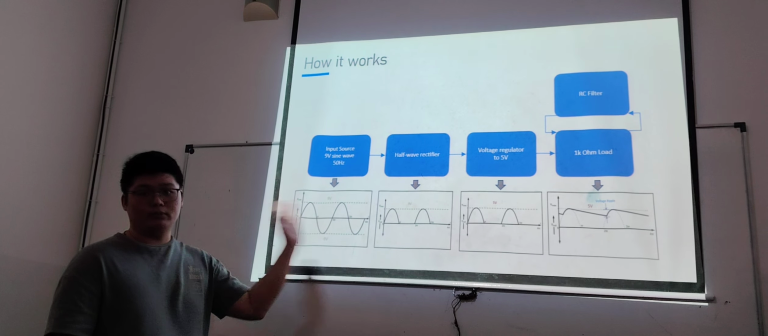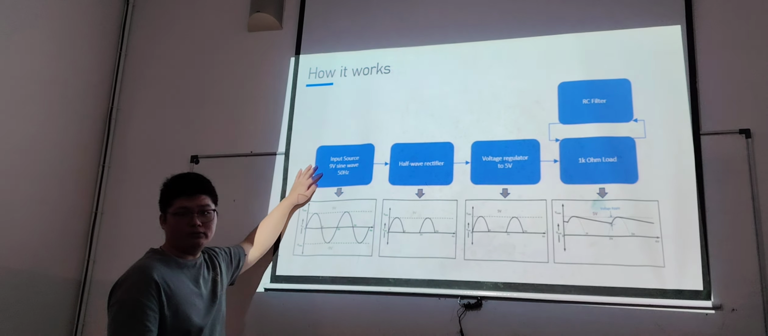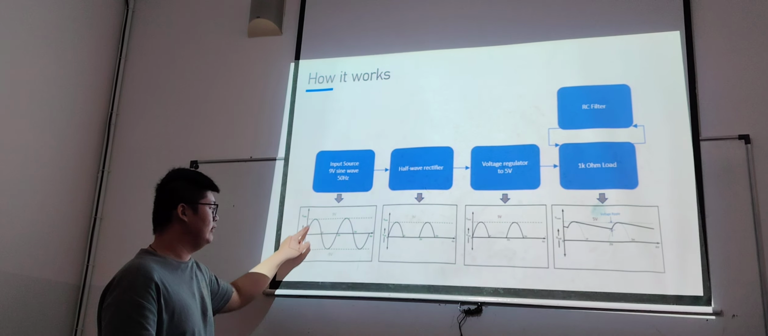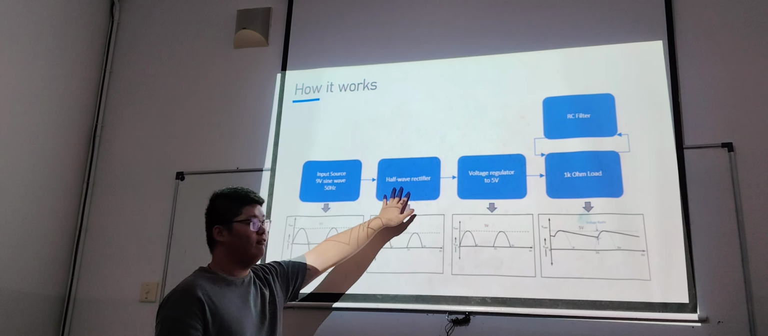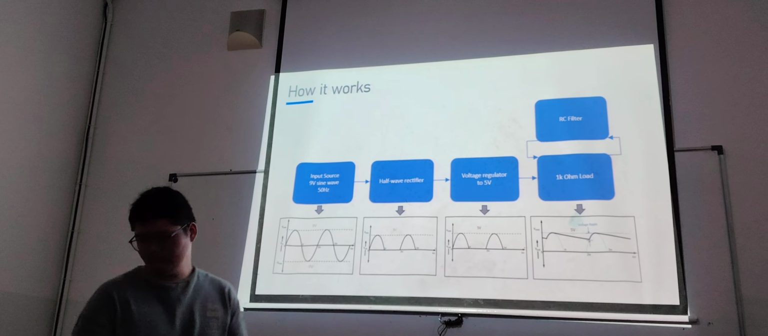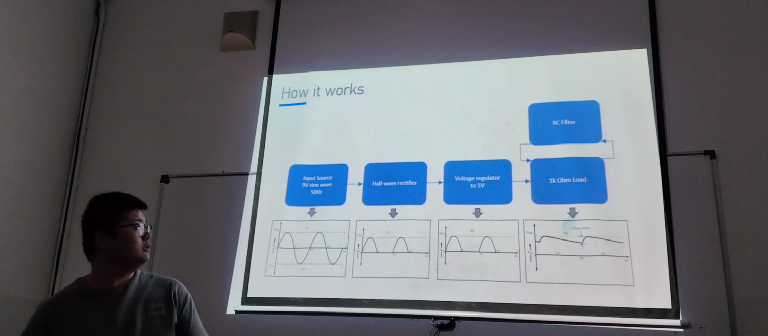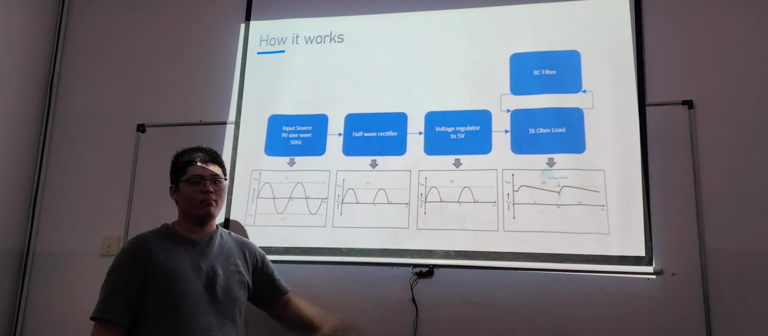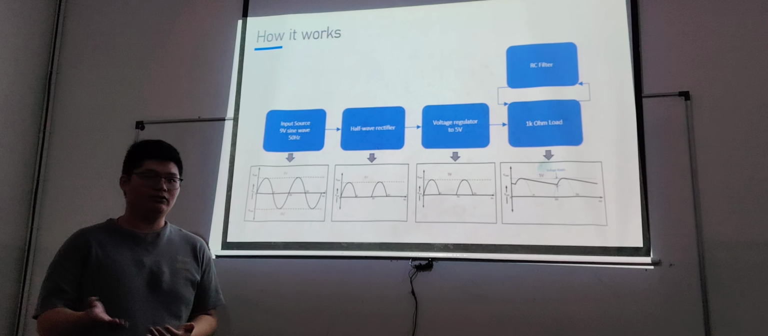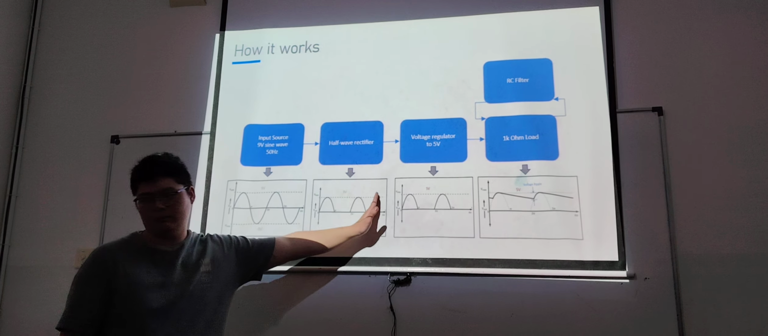So basically this is how it works, the block diagram. From the input source, we have 9 volts at 50 Hz. This is how the sine wave looks like. And then it goes through the half-wave rectifier, the 1N4001, and it will only take in the positive amplitude, because the rectifier only allows current to go past in a single direction, so it will only take the voltage from the source.